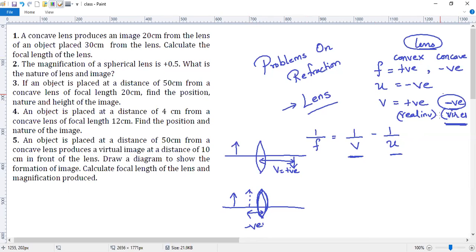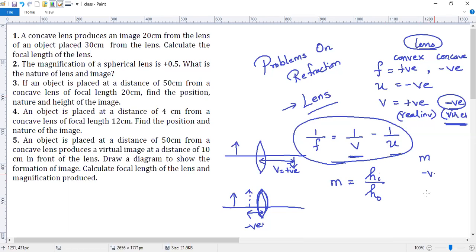Otherwise, in case of a mirror, it will be the opposite. Positive and virtual erect, and negative and real inverted. Clear? So this is one interesting important formula. The other one is related to magnification. Magnification is always HI by HO, height of image divided by height of object. And magnification, whether it is a lens or a mirror, its value M can be either negative or positive.